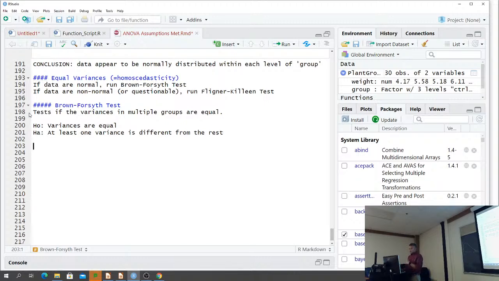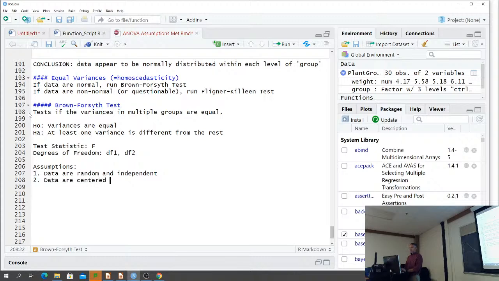All right. Brown-Forsythe uses the F statistic. It's going to be the F. Degrees of freedom. It's going to be a DF1 and a DF2, and we have to report both. The assumptions of this test, again, data are random and independent. Data are centered around the median.